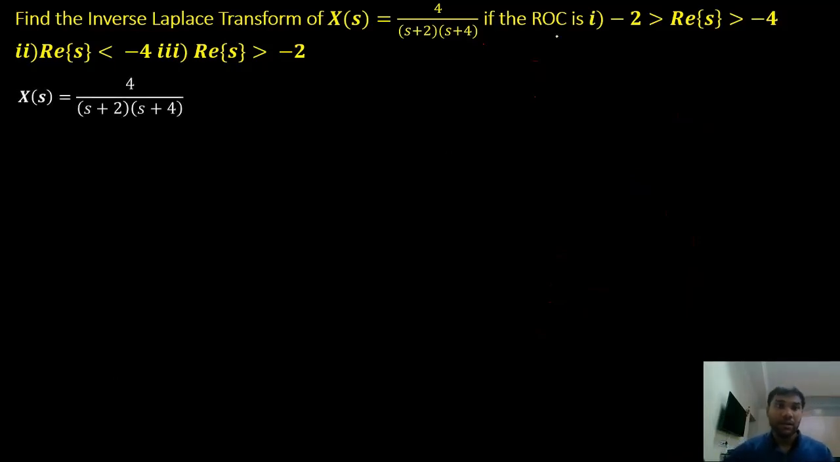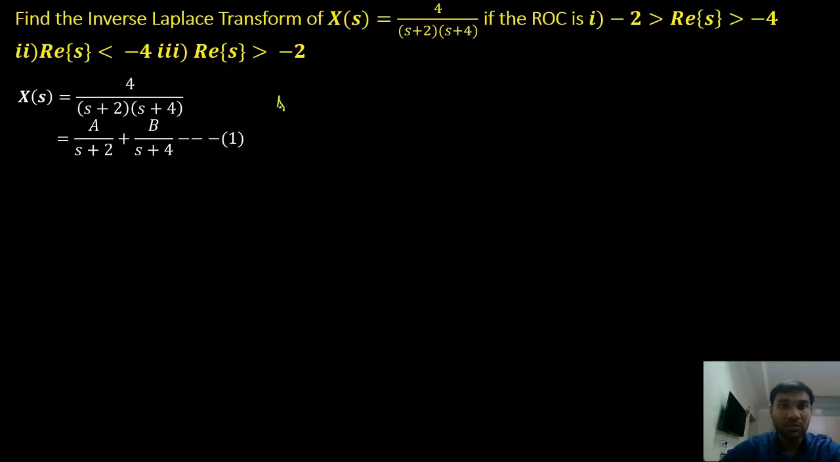First, X(s) is equal to 4 by (s plus 2) into (s plus 4). Now, what is the first step I'm going to do? I'm going to convert this into partial fractions, A by (s plus 2) plus B by (s plus 4). Now I'll solve for A and B. How will I solve for A and B? I can use the formula. What is the formula for A?